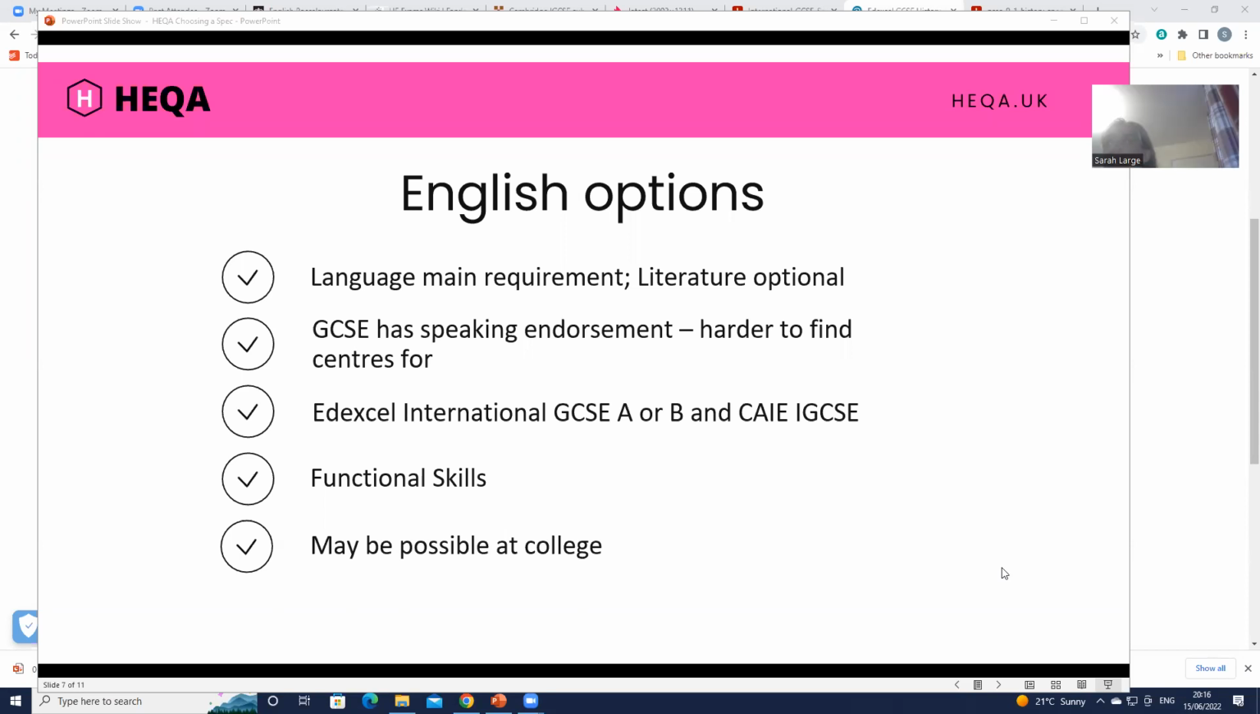It's not the same exam paper. Is it not the same exam paper? No. But it's the same specification. But one of them is graded 9-to-1. One of them is graded A star to F. So you can choose. There isn't really any particular reason to choose one over the other, except that all of the English GCSEs are 9-to-1. So that's what people are most familiar with.